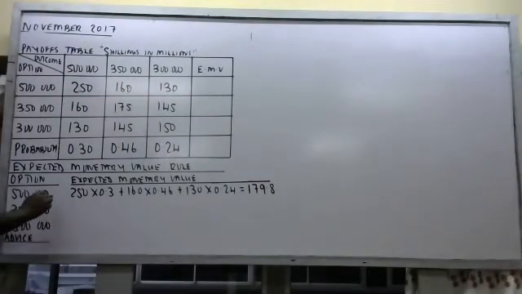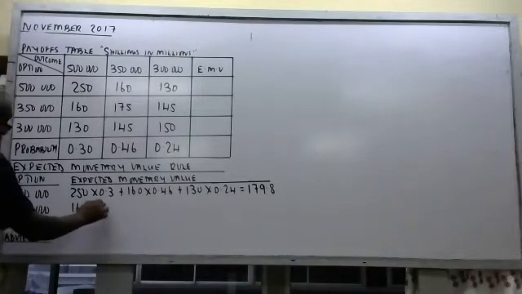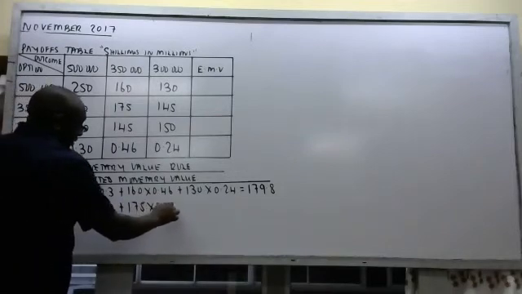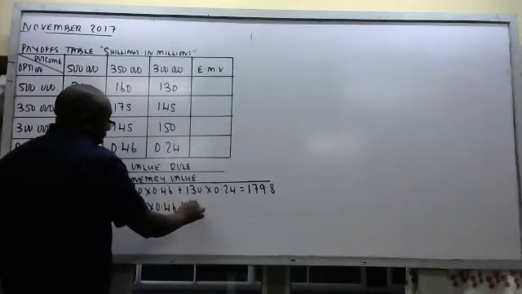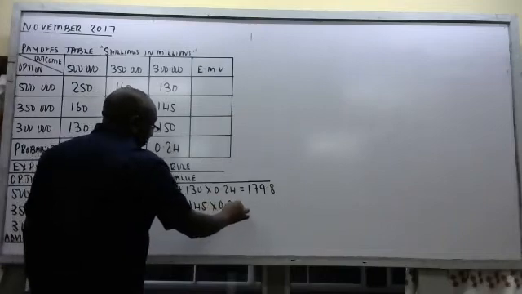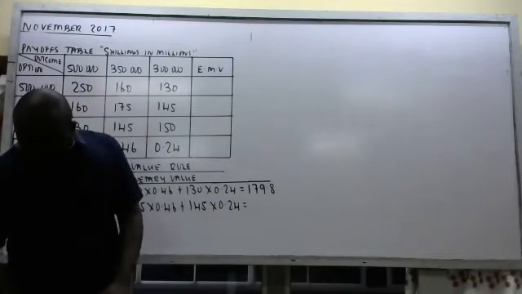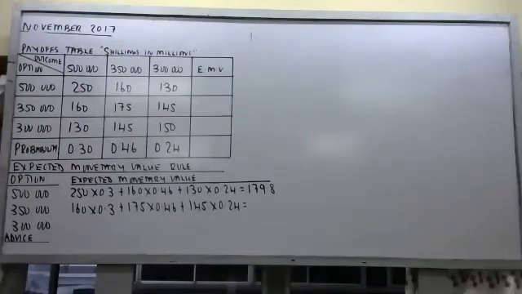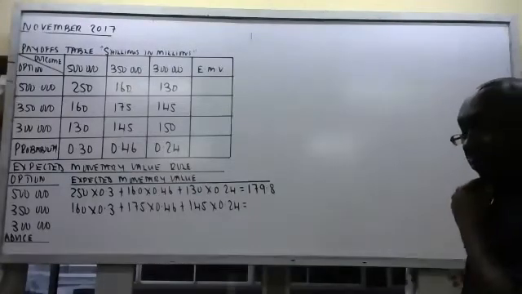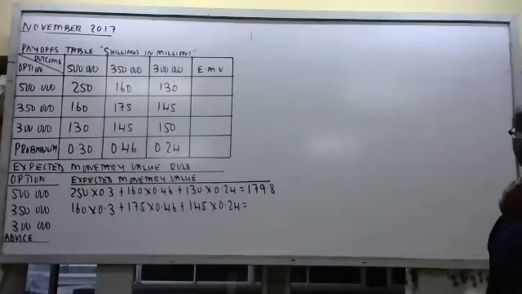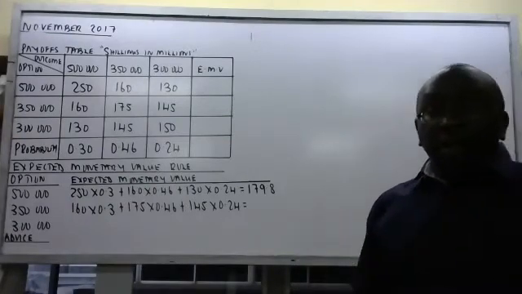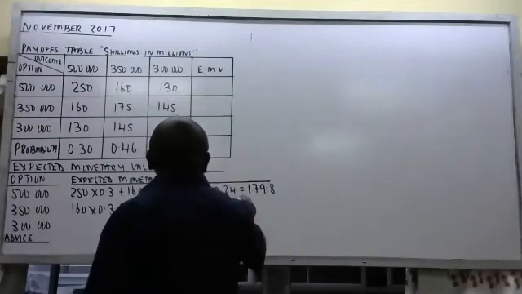We go to the next one, that is 160 times 0.3 plus 175 times 0.46 plus 145 times 0.24. Give me the answer. There's Aika, I can see your answer. Yes, Aika, Timothy, good. 163.3.